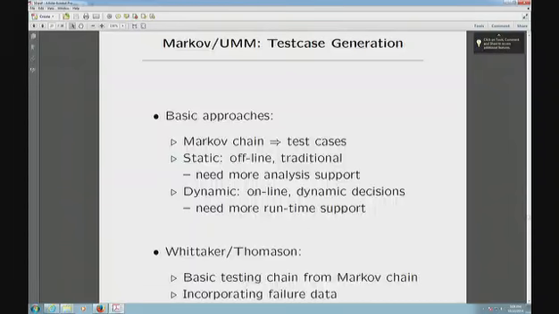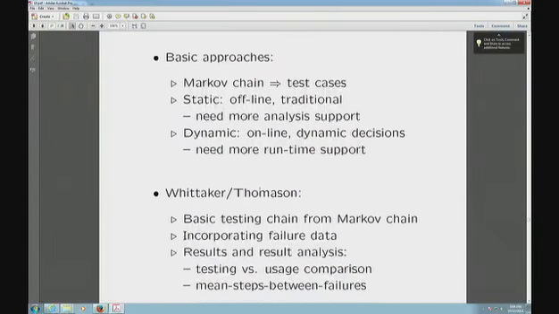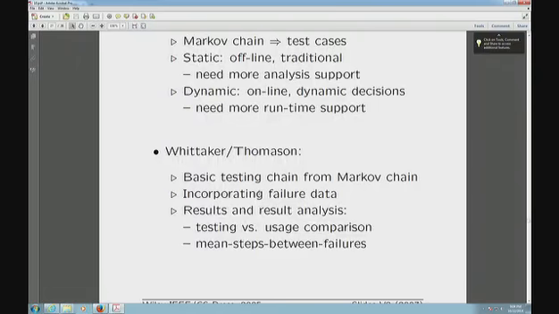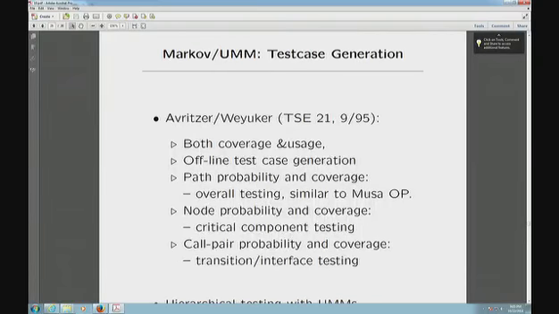Okay. And in the book, we talked about some basic work of Whitaker and Thompson's paper, and they basically try to use that dynamic approach, which had purity but a little bit less of the practicality involved. So more realistically, people use some pre-generation. One important paper published in that area is a paper by Elaine Weyuker and her student Avritzer. Okay, they did a paper.